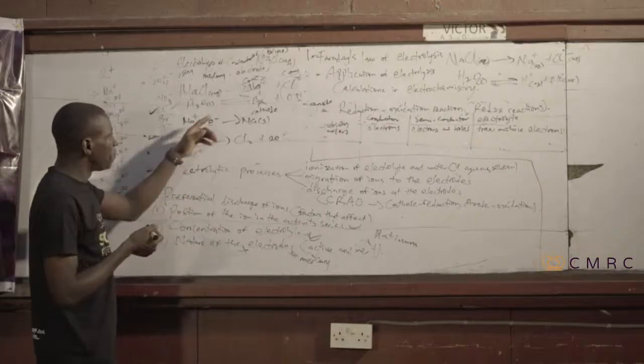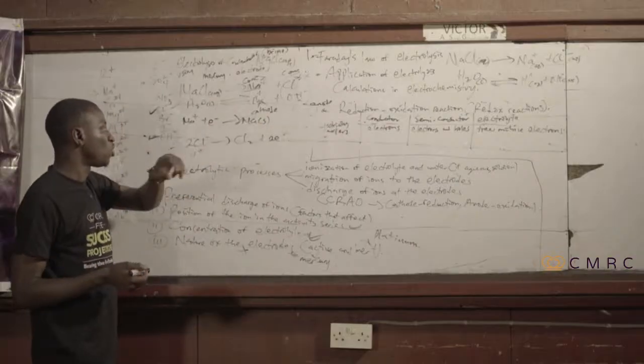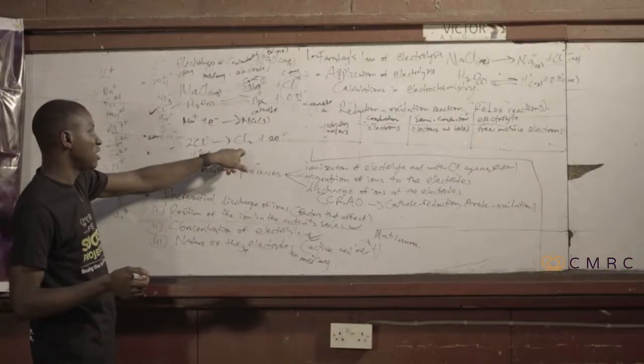So Na plus, sodium metal, is being formed at the cathode, and chlorine gas is being produced at the anode. So that's how that one occurs.